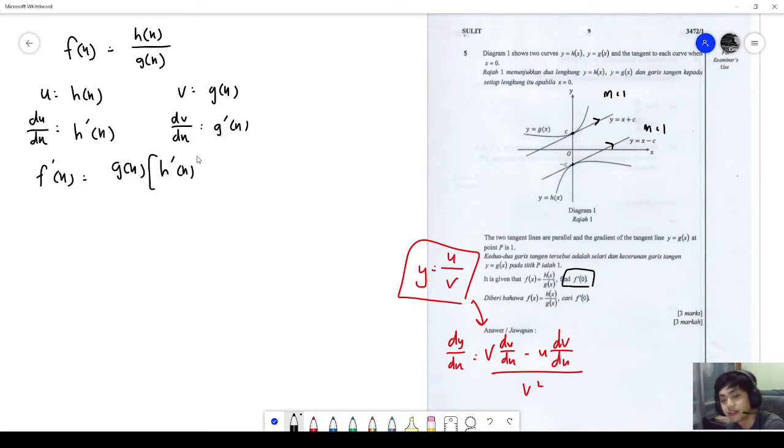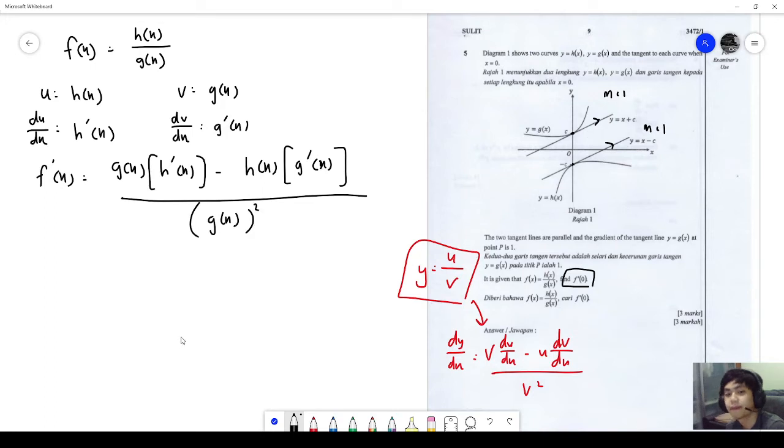v du/dx minus u dv/dx over v squared. So this seems a bit gibberish at this moment, but don't worry. They ask us to find f'(0). With f'(0), because the initial is f'(x), f'(0) means when x equals 0. So that's a very important clue that they provided to us.